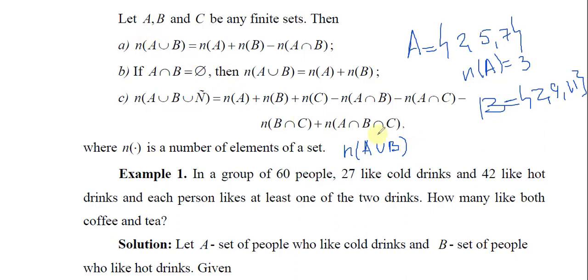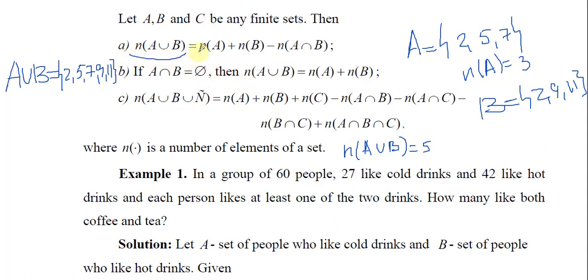Let's check this property. A union B is 2, 5, 7, 9, and 11. And the number of elements of A union B is 1, 2, 3, 4, 5. It is 5. This is the left side of our equality.